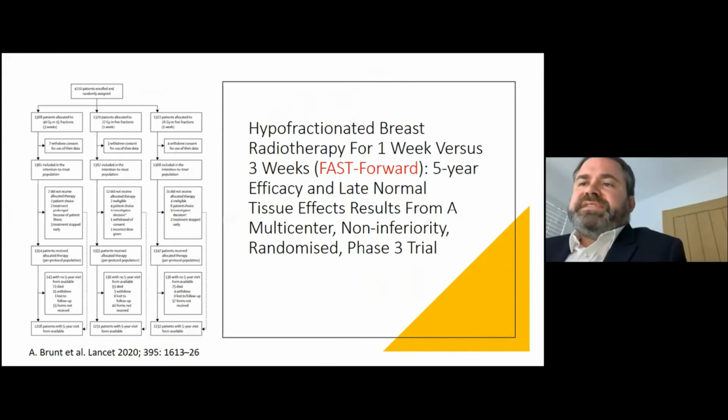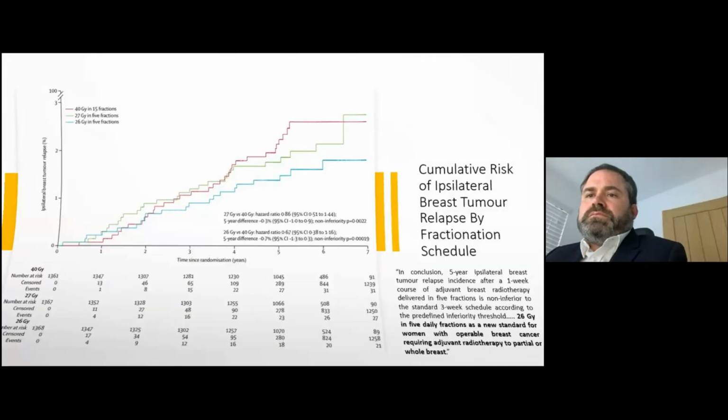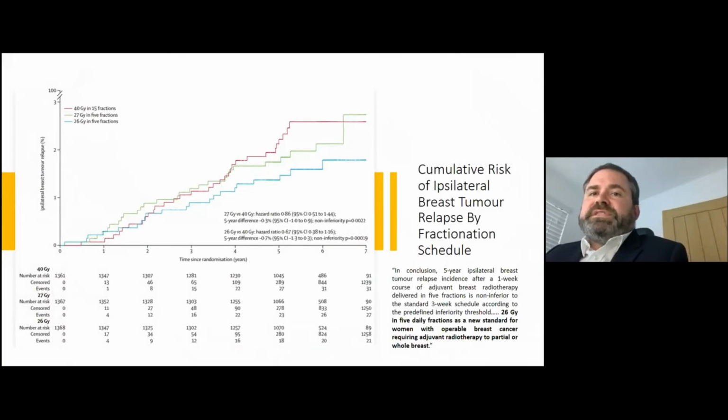And more recently, we've seen the publication of the Fast-Forward studies. This is extreme hypofractionation, 1 week versus 3 weeks. And they've now published the 5-year efficacy and late normal tissue results. Next slide. And here you can see that 40 versus 26 in 5 seems very similar. And in fact, in the UK, at the onset of the COVID pandemic, many centres, including myself, adopted 26 gray in 5 fractions as our new standard of care for select patients. Next slide.